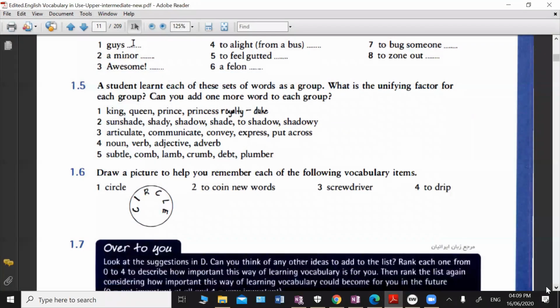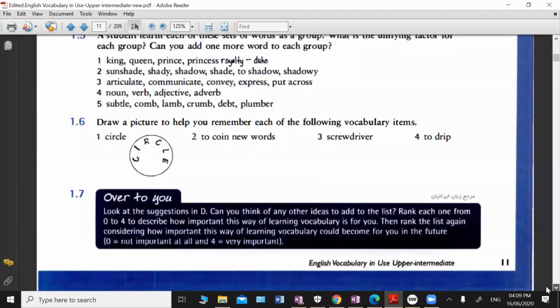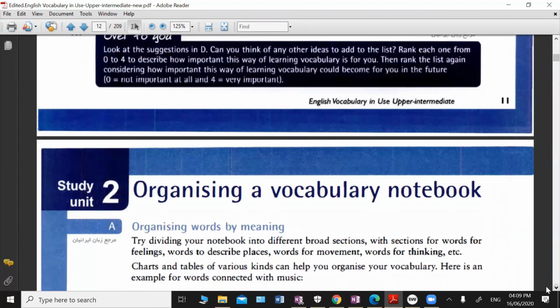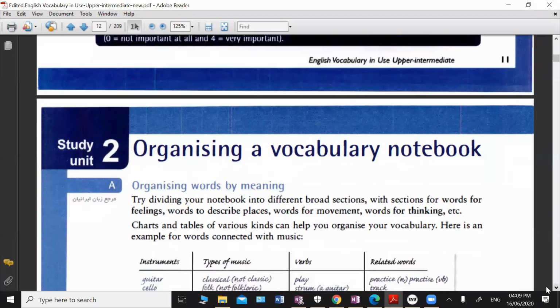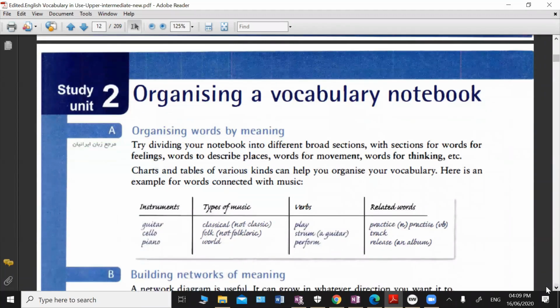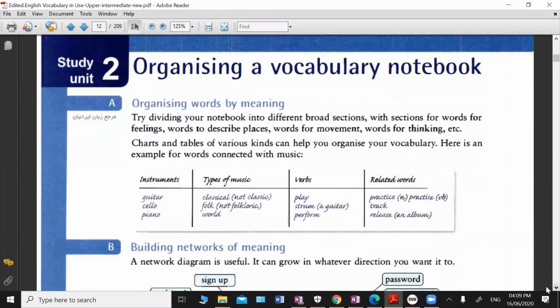Okay, so the next one here, which we have for our next lesson, is organizing a vocabulary notebook. I mean how you can organize a vocabulary notebook. We will be working on it tomorrow, and then we will go back to our IELTS session.